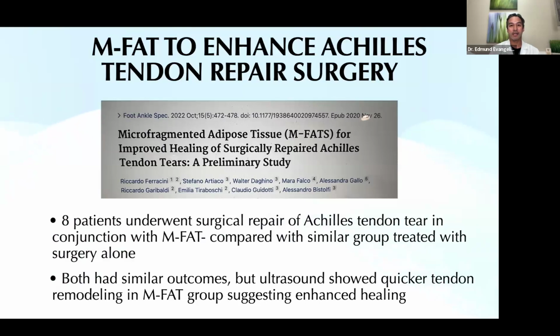This is another study using MFAT during surgery. It was published in October of 2022 and looked at 8 patients who underwent surgical repair of an Achilles tendon tear in conjunction with having MFAT injected at the time of surgery. They compared these 8 patients to a similar group treated with surgery alone without MFAT. Both groups had similar outcomes, but ultrasound showed quicker remodeling in the MFAT group, suggesting enhanced healing following the MFAT. Again, similar to the rotator cuff study, it seemed like there was faster healing when treated with the MFAT.